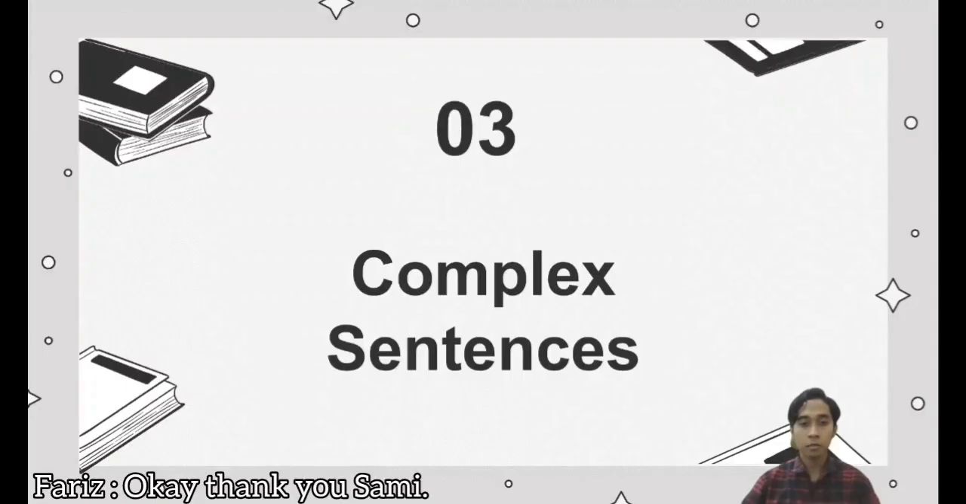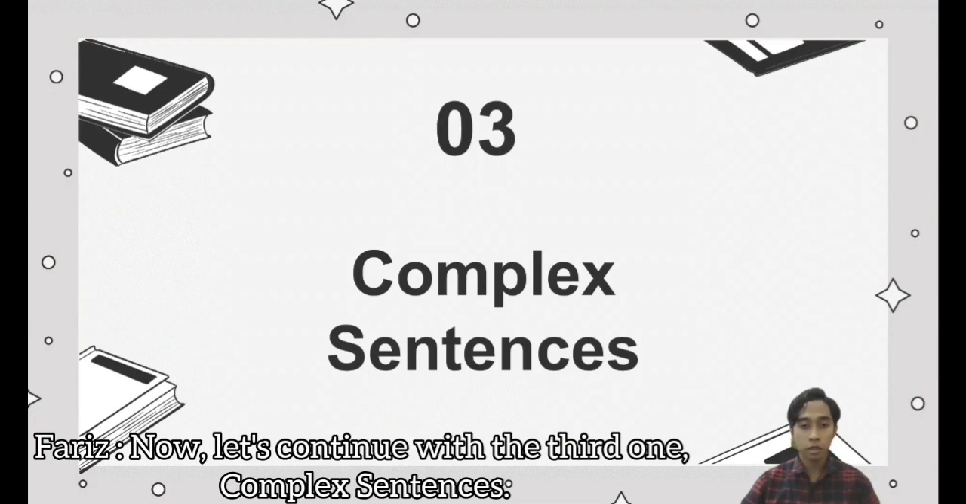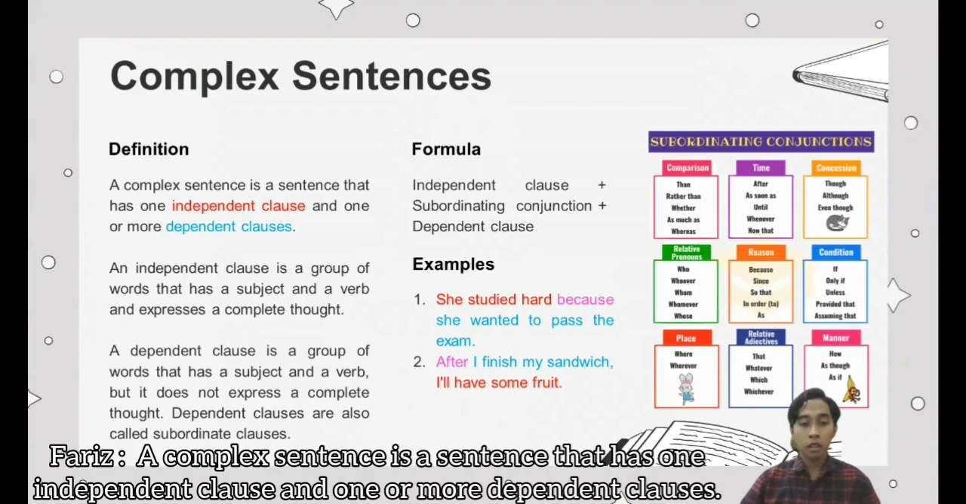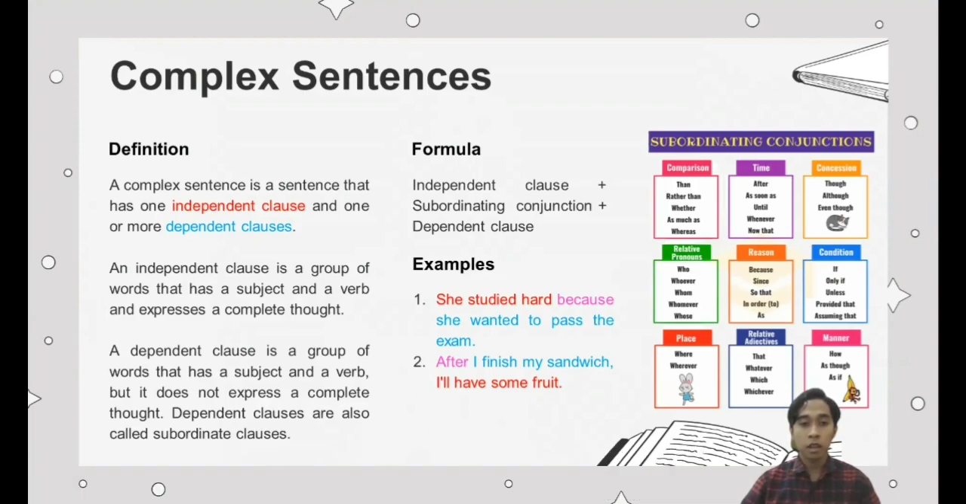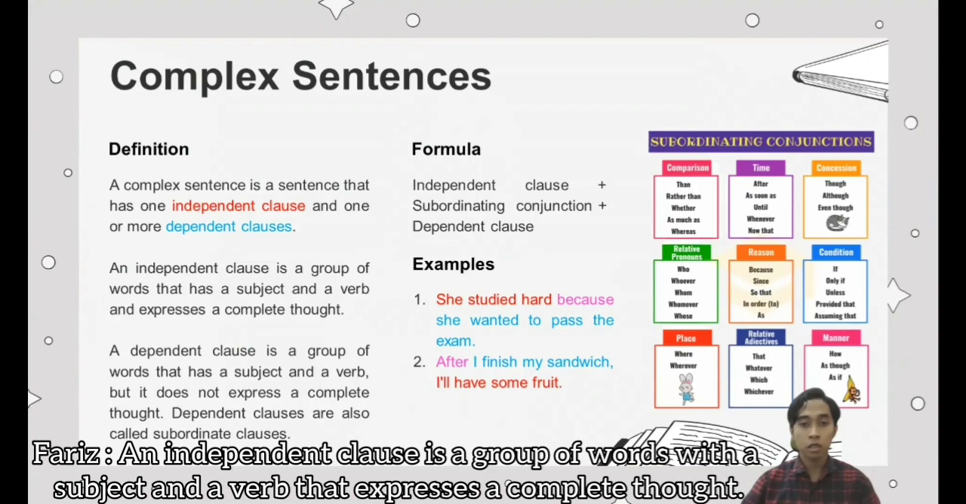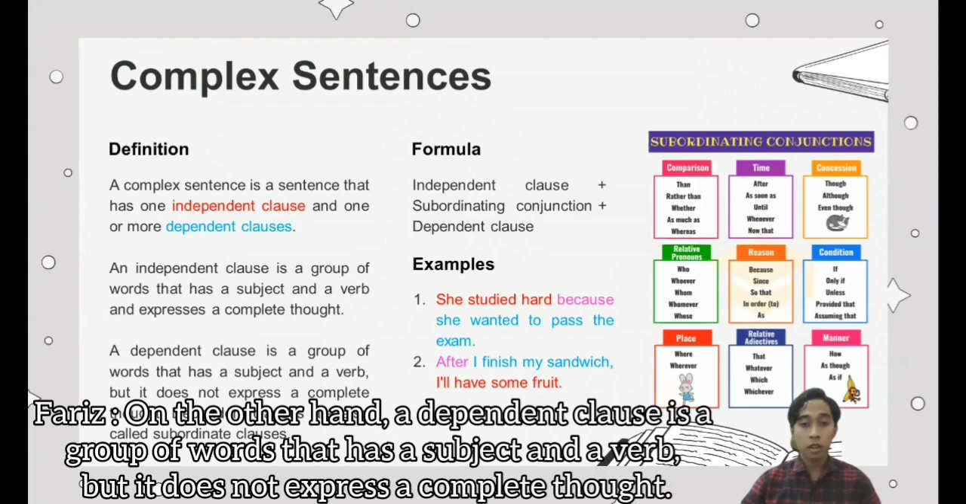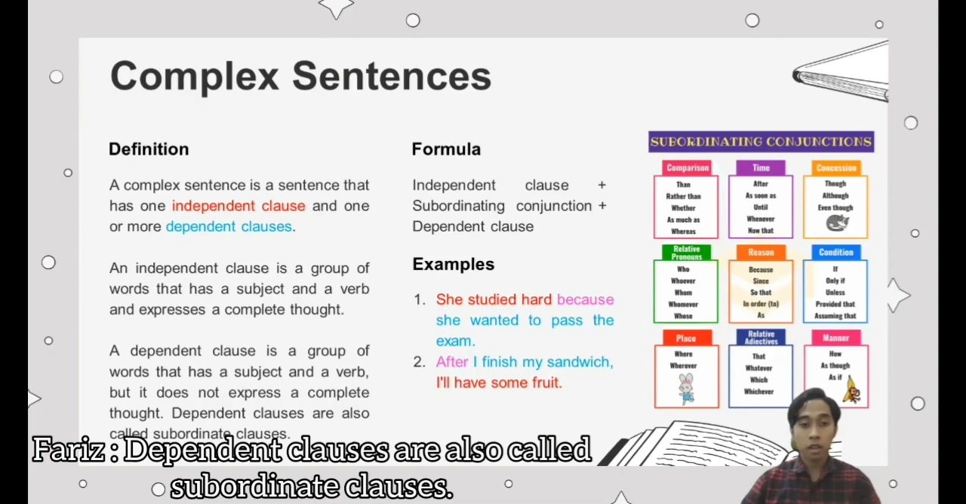Okay, thank you, Sami. Now, let's continue with the third one, complex sentences. A complex sentence is a sentence that has one independent clause and one or more dependent clauses. An independent clause is a group of words with a subject and a verb that expresses a complete thought. On the other hand, a dependent clause is a group of words that has a subject and a verb, but it does not express a complete thought. Dependent clauses are also called subordinate clauses.